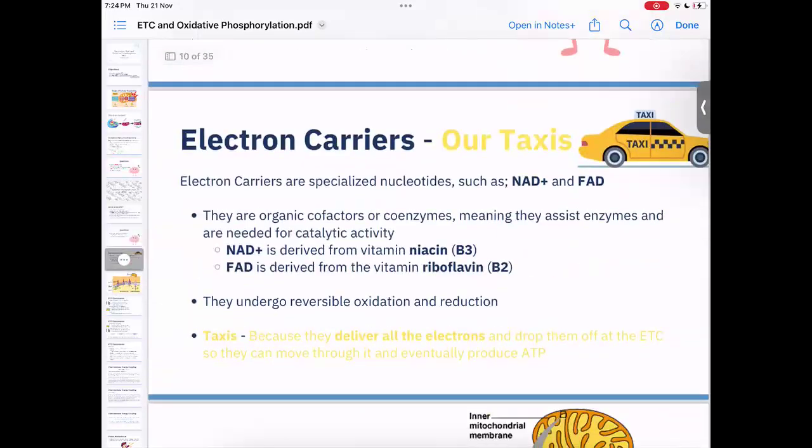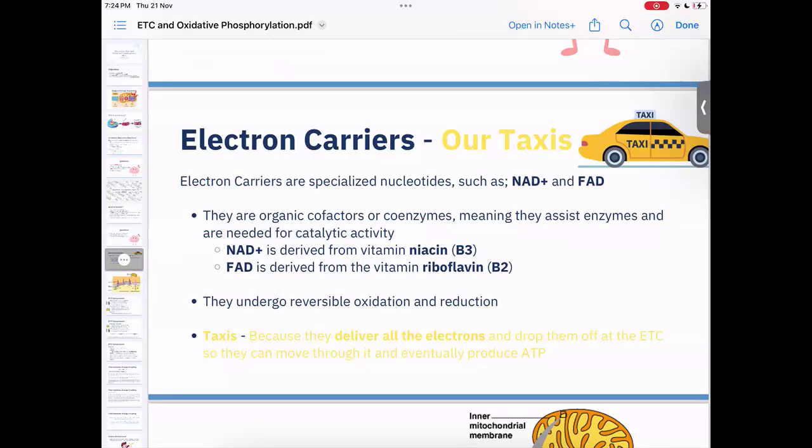So now let's come to our first component of the electron transport chain. I call them the taxis, okay? Now, why are they taxis? Because they're basically transporting things, bringing them and dropping them off. Electron carriers, from their name, carry the electrons just like taxis carry passengers. They carry electrons, drive them around, and then eventually drop them off at the first complex in the electron transport chain, okay?